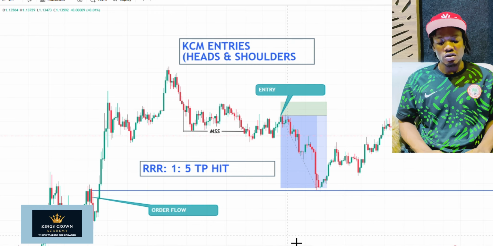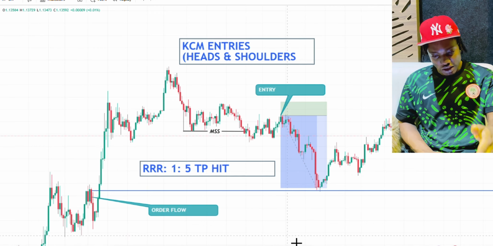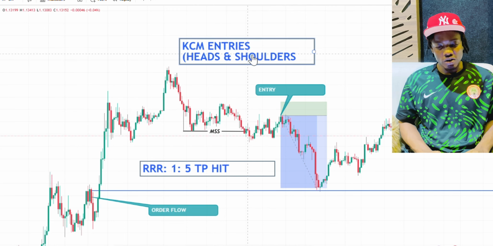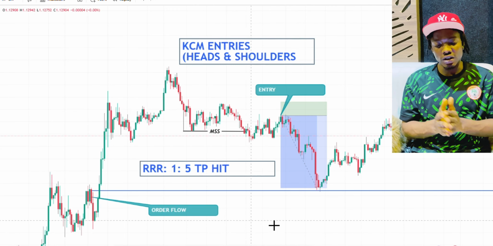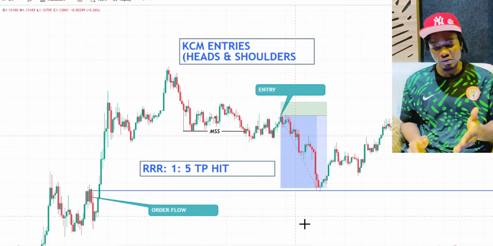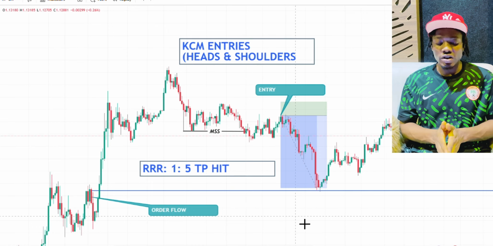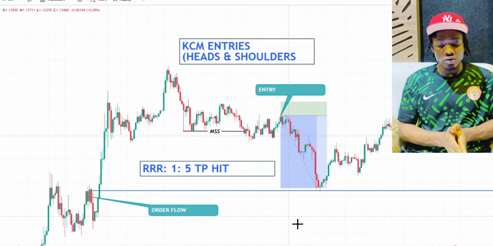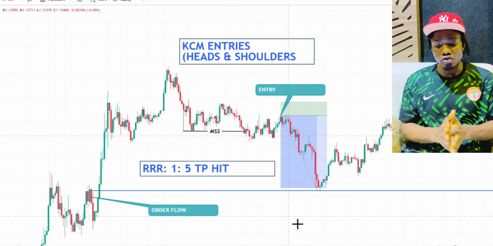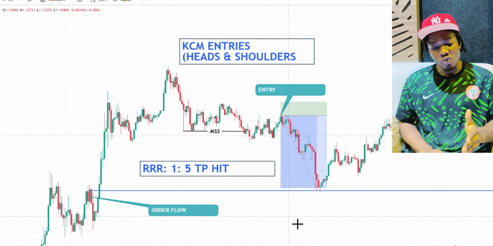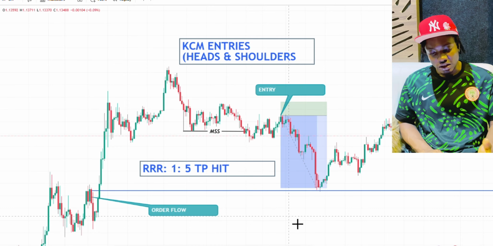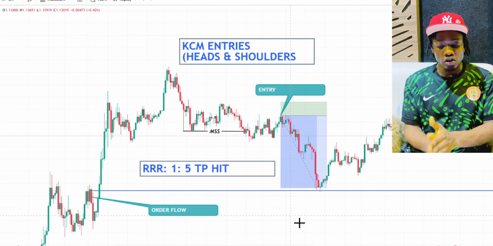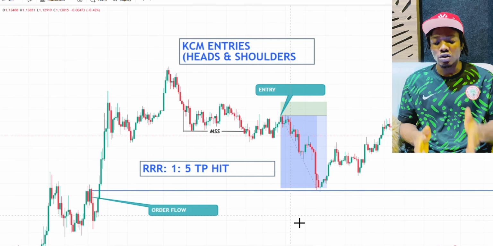All right, so this is how we caught this trade. This is the KCM entry using the head and shoulders. Of course, for those of you hearing the KCM for the first time, it is the King's Crown Model. This is the King's Crown Model we teach here on this channel. For my students who have been asking me to do a video breakdown of how we enter trades using the KCM, this is the video for you. If you're a beginner trader, you can also use this trade entry model to catch your trade.